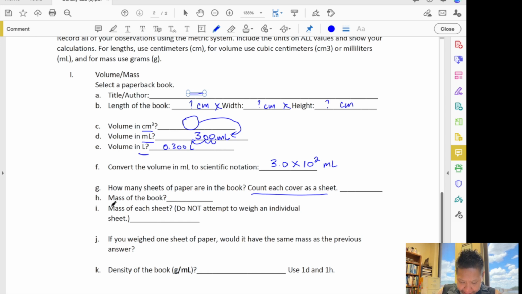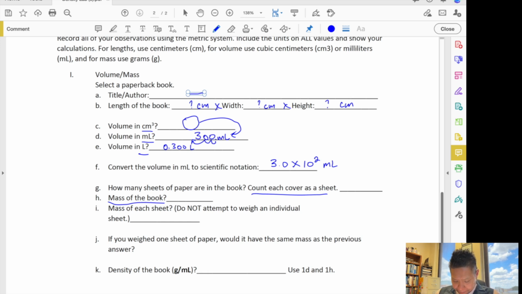The next one, what is the mass of the book? If you have a scale at home, like a kitchen scale, then just put the book on the kitchen scale and weigh it. If you don't have a balance or a scale at home, then you can bring the book to school on Tuesday and weigh it there in class. I'll bring a balance or a scale to class, and then you can weigh your book there, okay? So just weigh your book there in class.